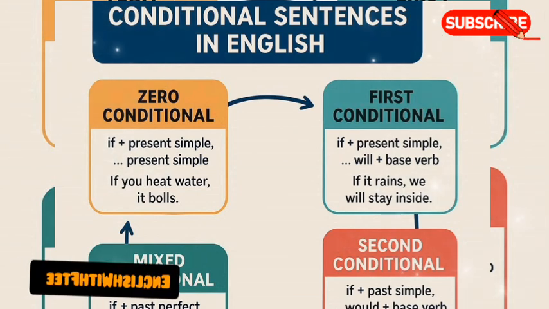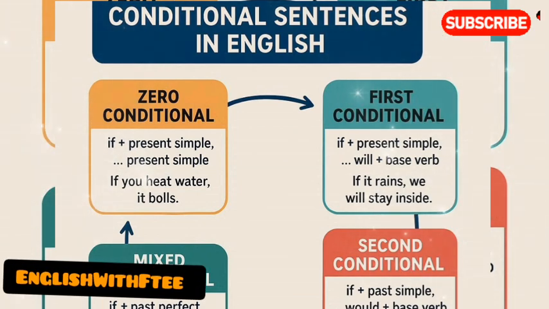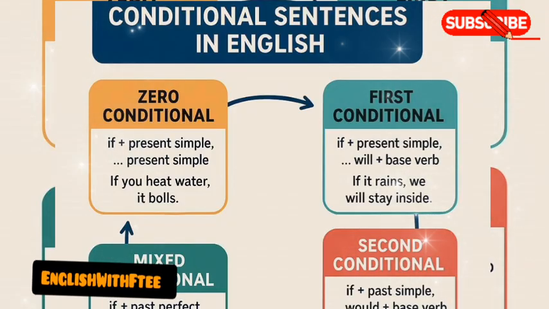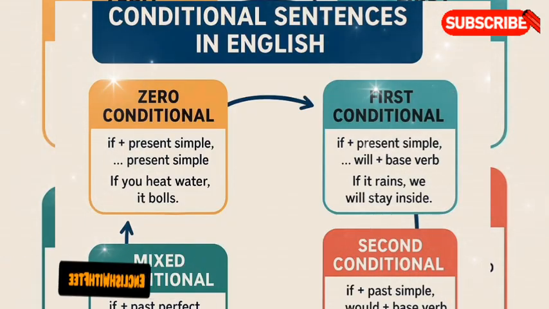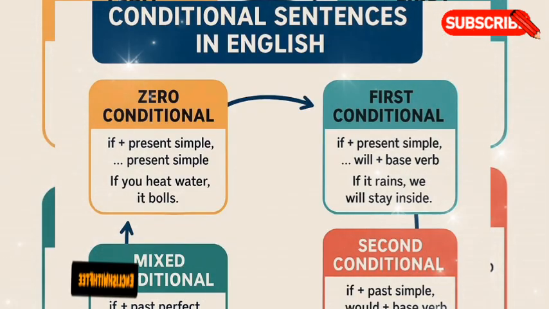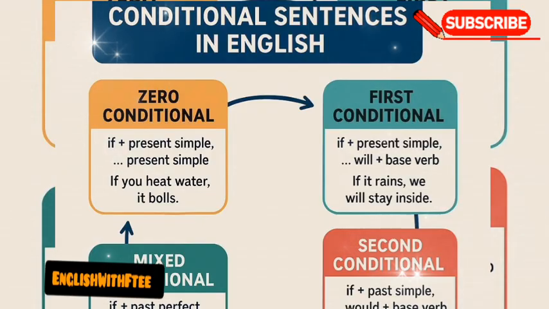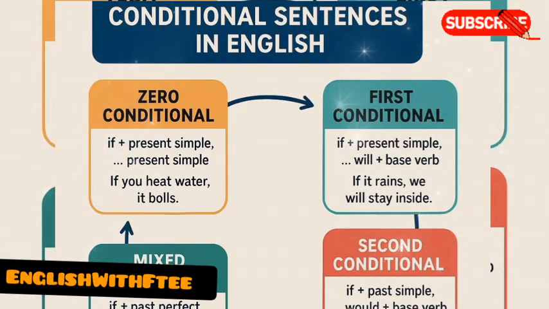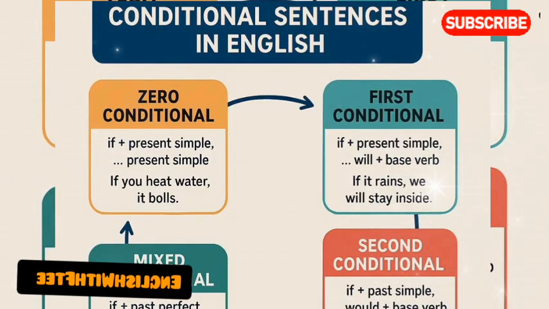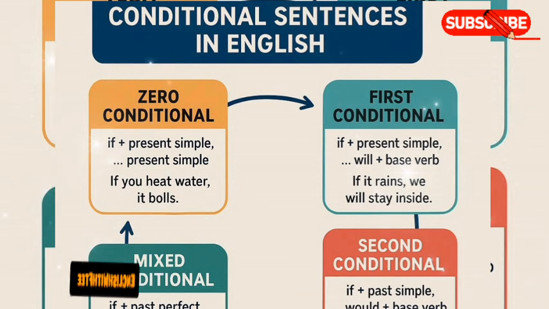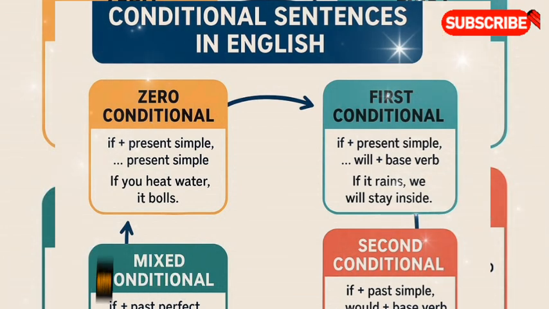Notice the verb forms. In second conditional sentences, the condition uses the past simple tense and the result uses the conditional simple tense. For example, if I won the lottery, past simple, I would buy a house, conditional simple. If I were a superhero, past simple, I would save the world, conditional simple.